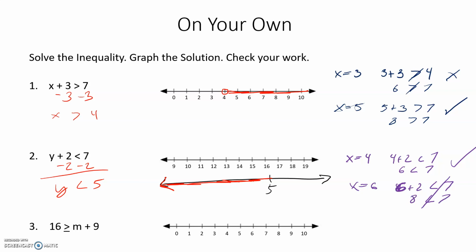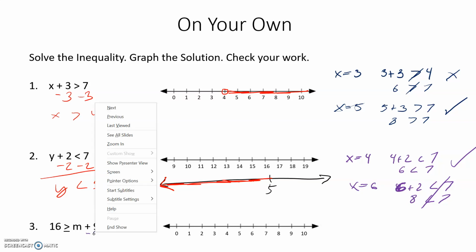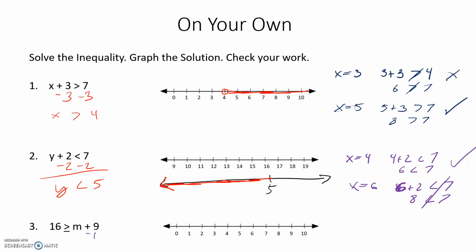All right, number 3. 16 is greater than or equal to m minus 9. Plus 9, so take away 9 from both sides. And I'm left with, I've got to remember not to do my work so close to the bottom left. So 16 minus 9 is 7. 7 is less than or equal to m. And so I'm going to find 7. Closed circle. Oh, and that would have been an open circle there. So closed circle, 7 is less than or equal to m, and so it's going to be over here.